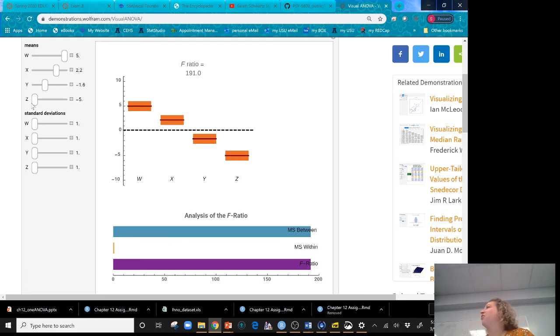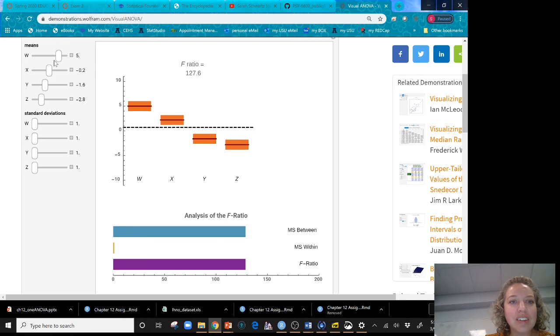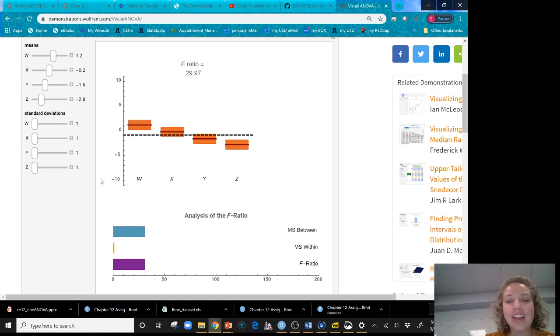Is at least one group different? Yes. How big is our F statistic? Huge. It's getting closer to 200. Now, we don't have exact numbers, but yeah. Okay, let's do it like this. Is there evidence that at least one group is different? Probably. Why do you say probably? Because the W and the Z are so far apart.